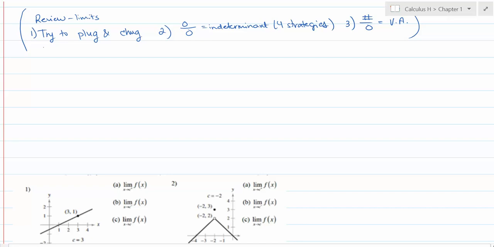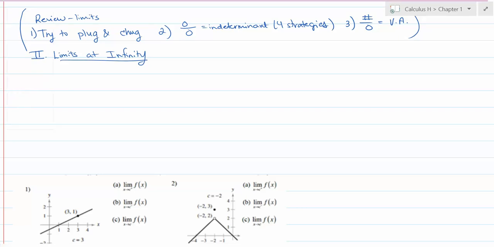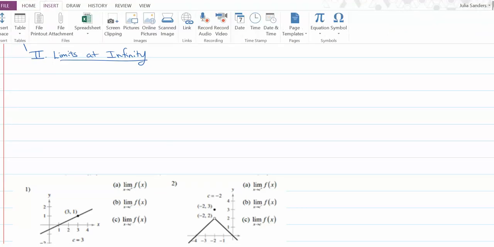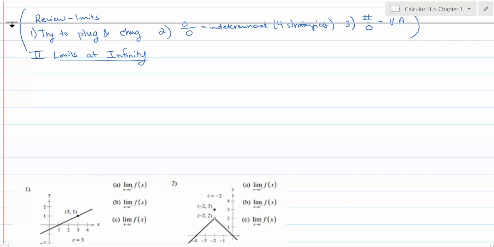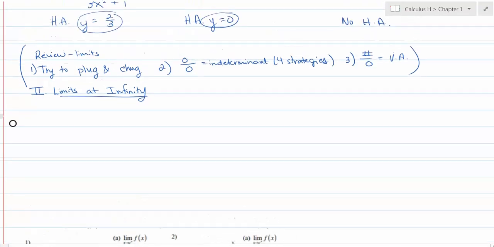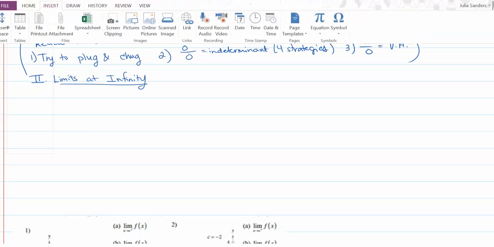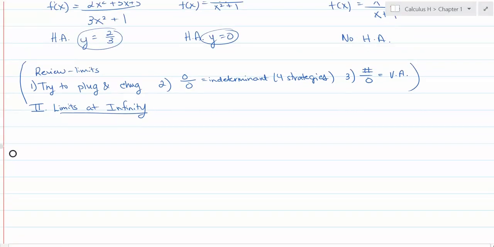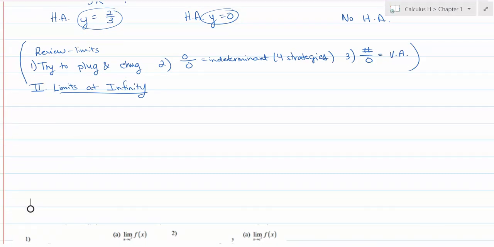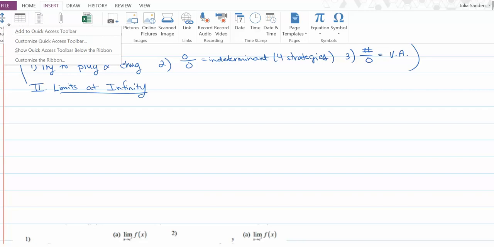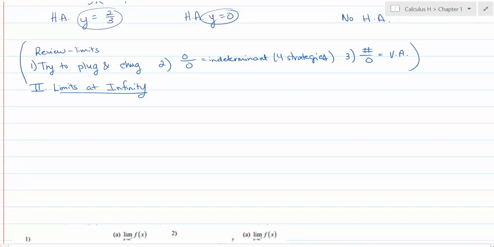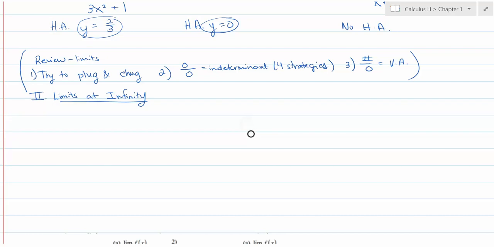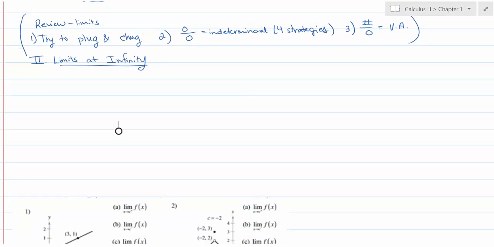All right, so let's look at limits at infinity. I'm going to insert some more space here. Let's see. Well, that's not what I'm going to do right now. I'll see if I can fit it in this area. Alright, so limits at infinity.